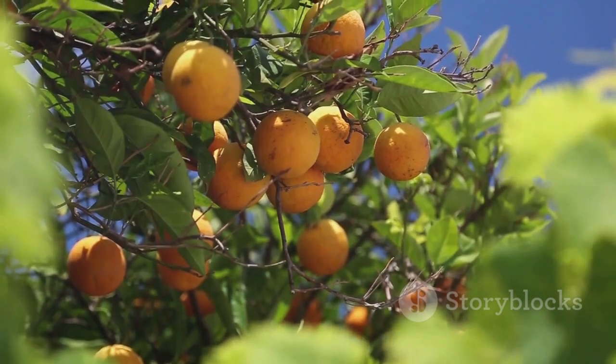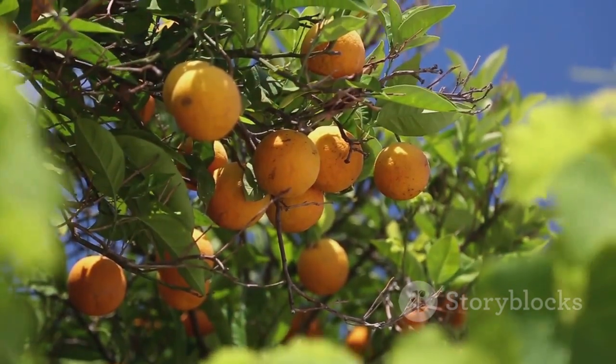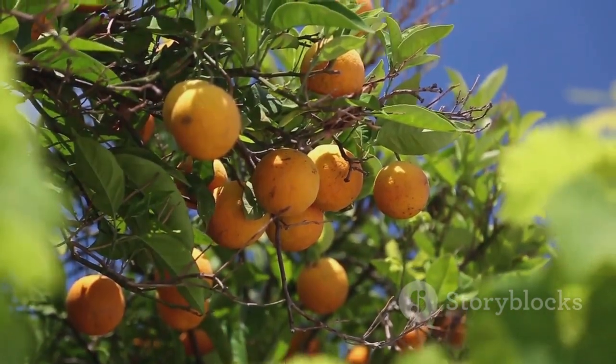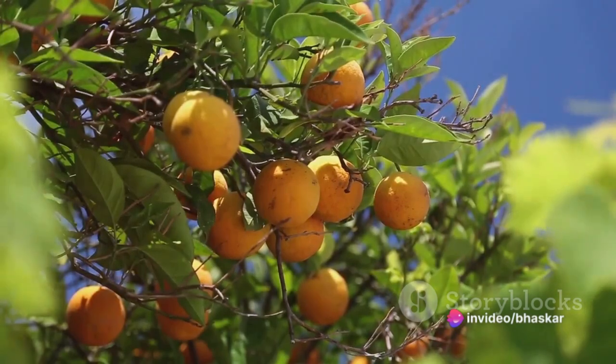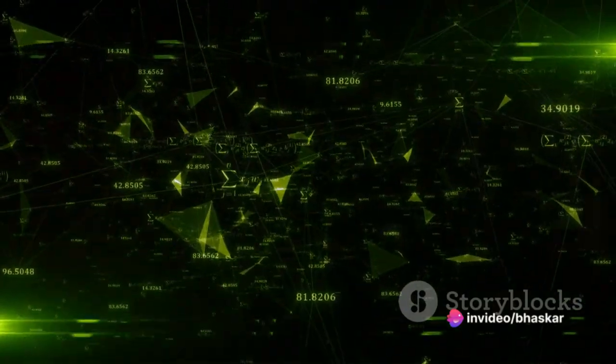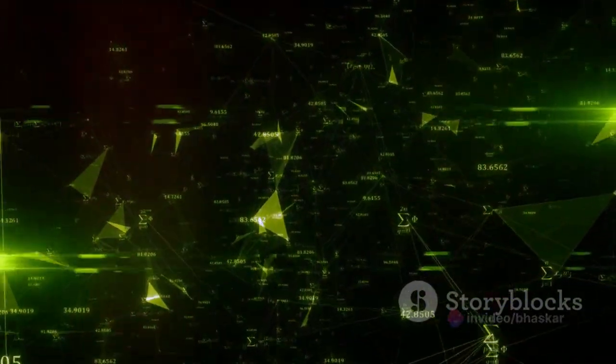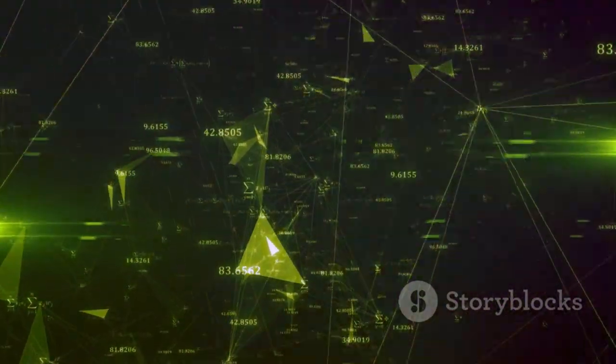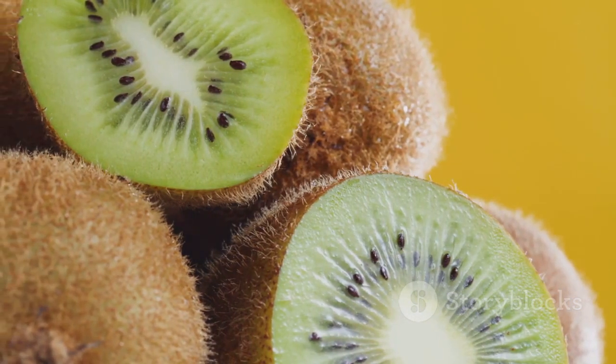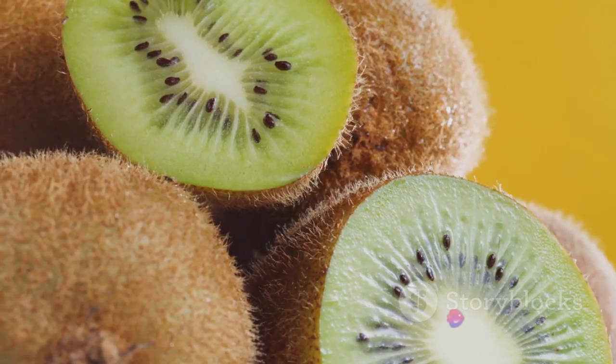Next, we calculate the probability of each fruit being sweet and the probability of each fruit being an orange, a kiwi, or an apple. We then use these probabilities in Bayes' theorem to find the probability that a sweet fruit is an orange, a kiwi, or an apple. From these calculations, we conclude that oranges and kiwis are sweeter than apples.